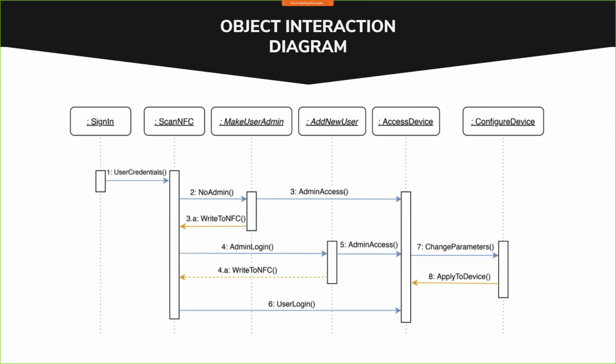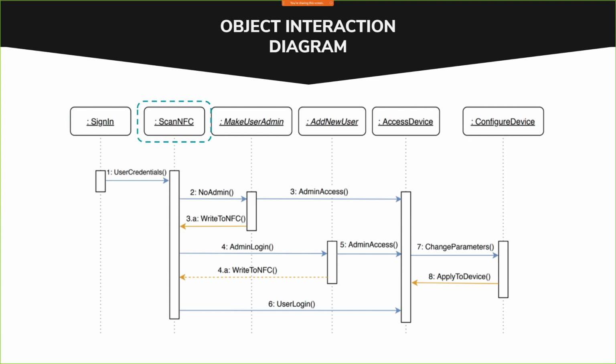To further elaborate on the main architecture of the application, we created this object interaction diagram. The object interaction diagram describes how the objects of the application collaborate. This is a sequence diagram, as you can see, of the project. The sequence starts at the sign in where the user enters their credentials. After that, we move on to the scan NFC where most operations take place from this point on.